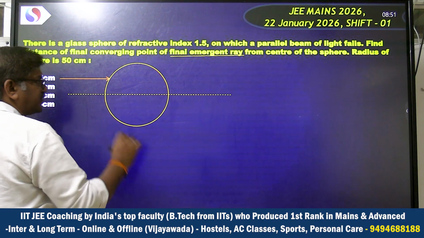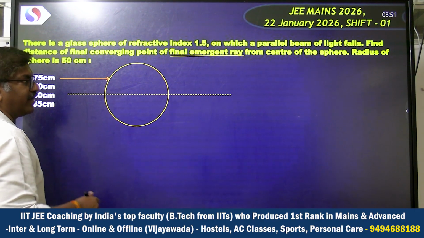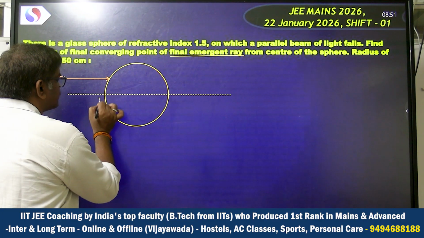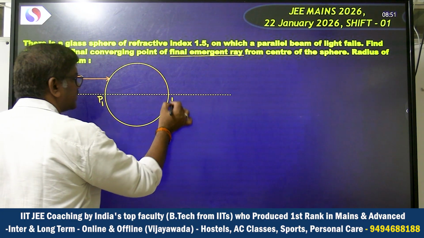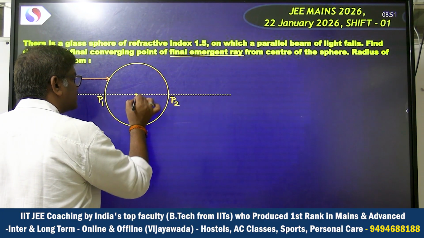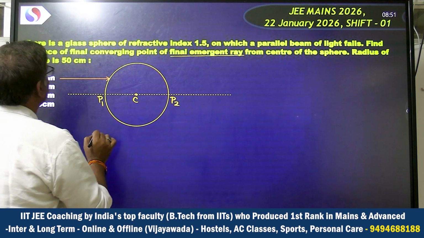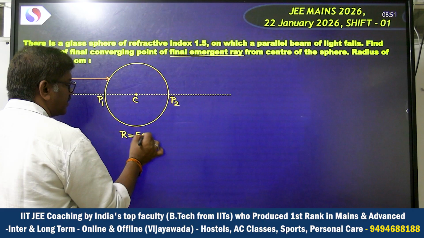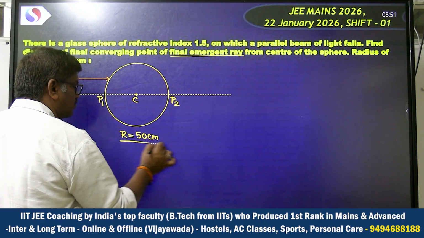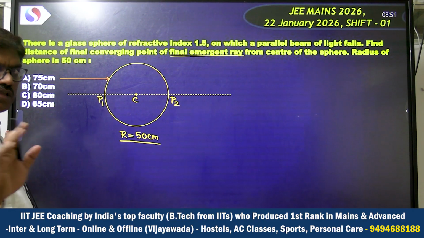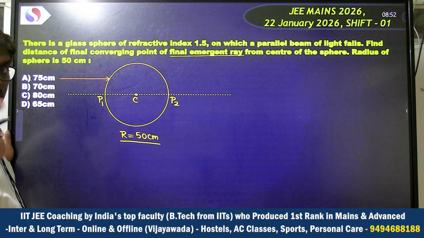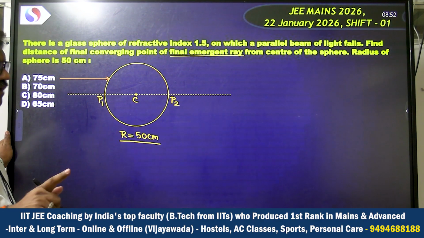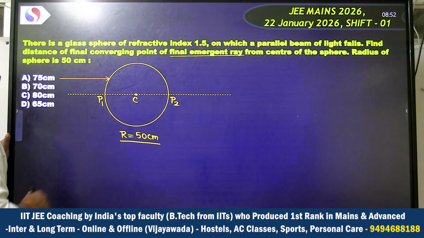When we are talking about the final ray, it means after two refractions. So I will consider two refractions, one at the pole P1 and one at the pole P2, and the center will be C. The radius of this sphere is given as 50 centimeter. The question is moderate, but in the calculation you have to be a little careful about the sign convention, because most students make mistakes in sign convention for this type of question.